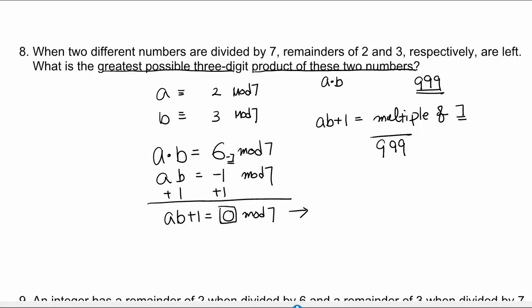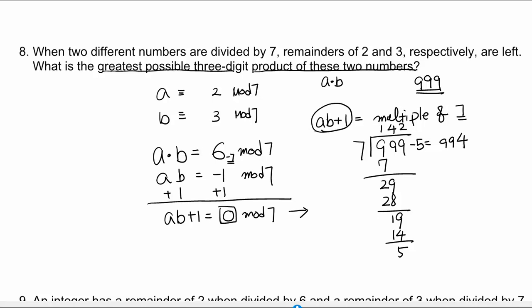999, you can divide it by 7. Try this one: 7 into 10 is 1, remainder 3; 29, 28; 19, 14; 5 remainder. So when you take off the 5, 994 is a multiple of 7. So AB plus 1 equals 994, right? That is a multiple.